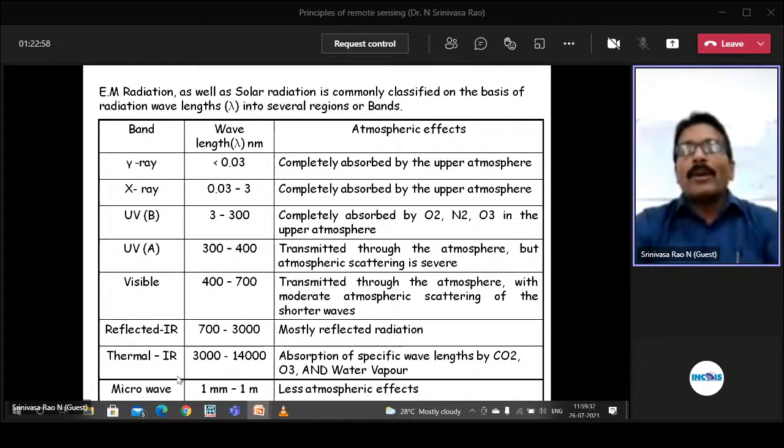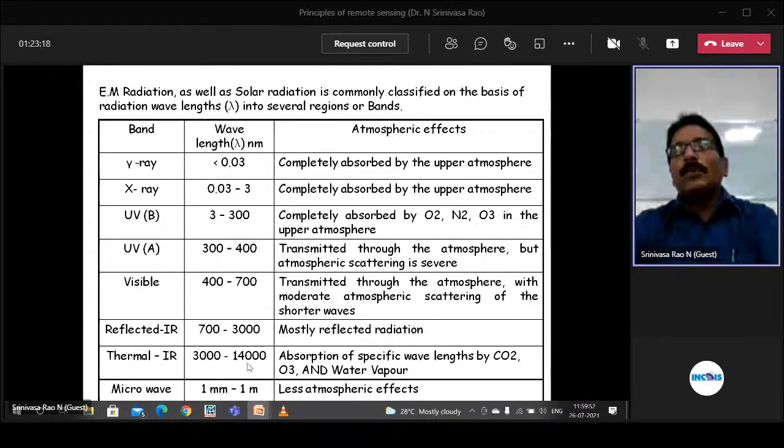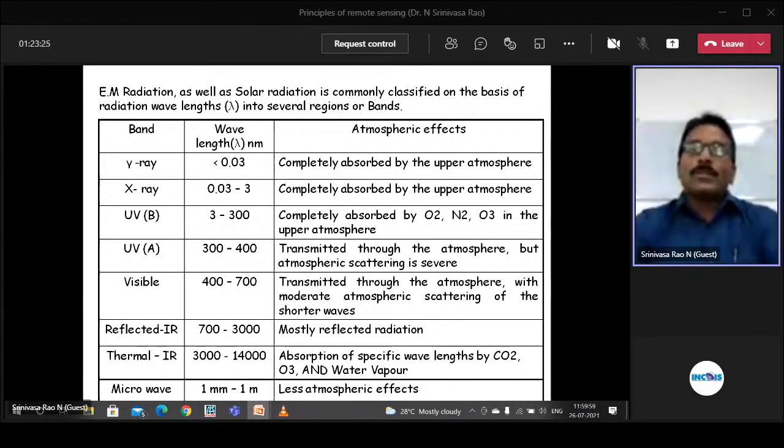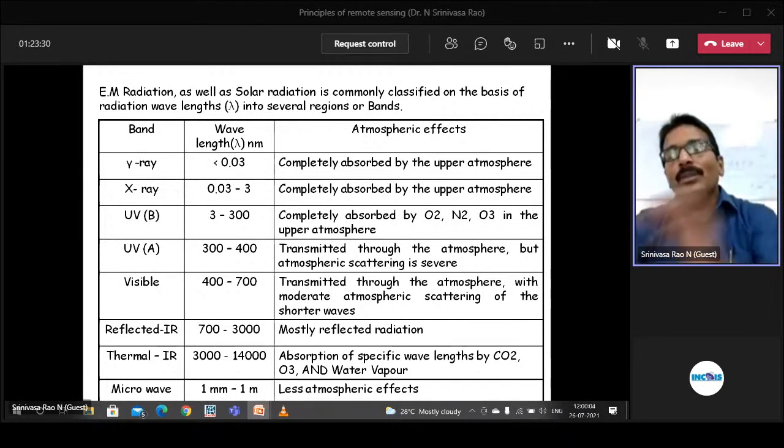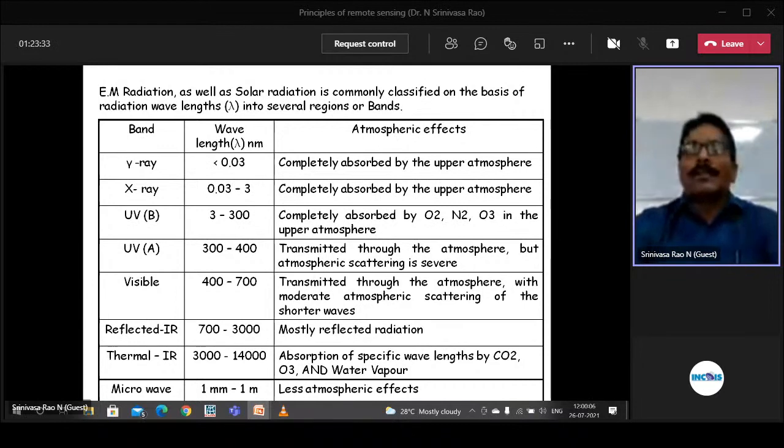Now if we come to the microwave, 1 millimeter to 1 meter wavelength, this one we are calling the microwave. Over the microwave, atmospheric influence is very less, almost negligible. A little bit is there. Finally, if you look at this table, as wavelength increases, atmospheric influence minimizes. In the shorter wavelengths, atmospheric influence is high. In longer wavelengths, atmospheric influence is less. That's all.